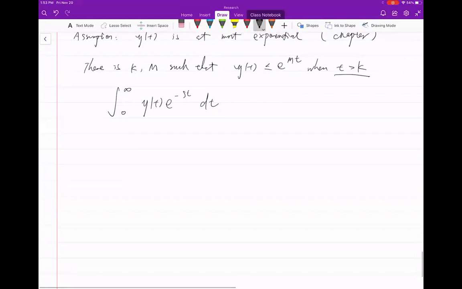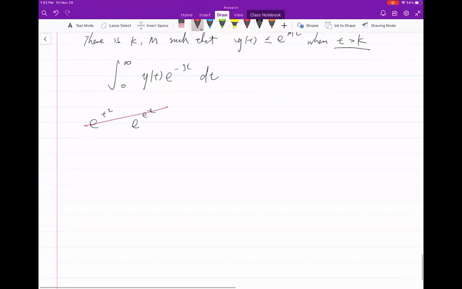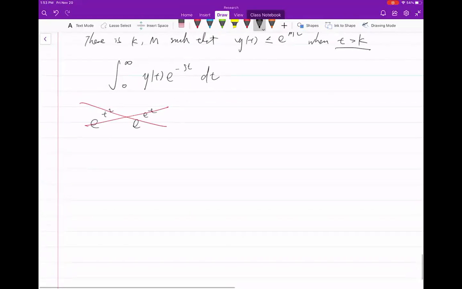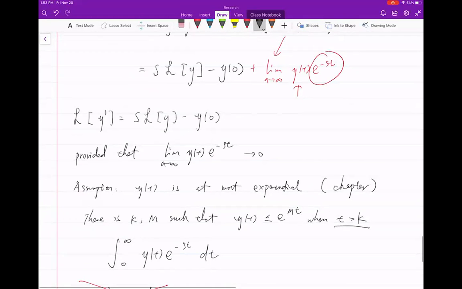Okay. And I already wrote down something that can break this. For example, e to the t square is way faster than exponential. Okay, e to the e to the t is even faster than this. So actually in general, there are a lot of functions which can be faster than exponential. That's not our concern for this chapter. Sounds good?